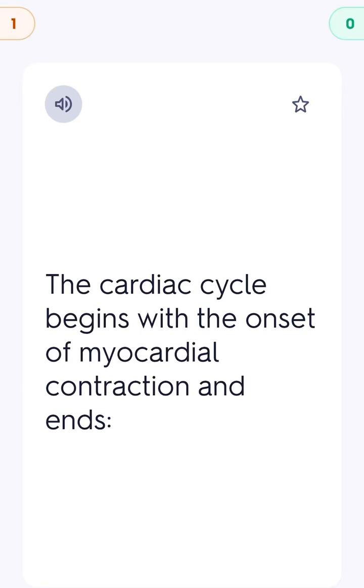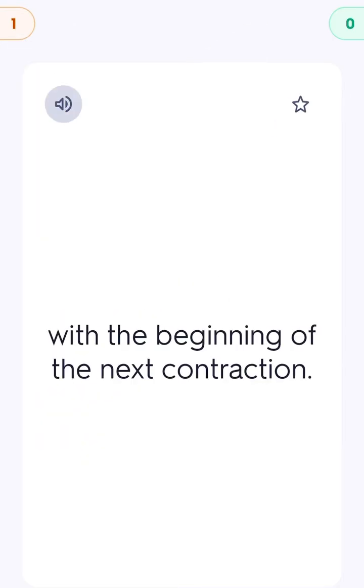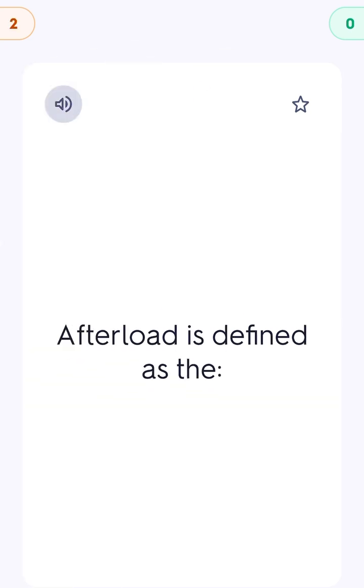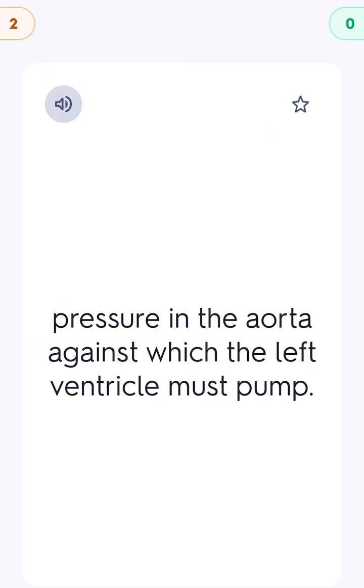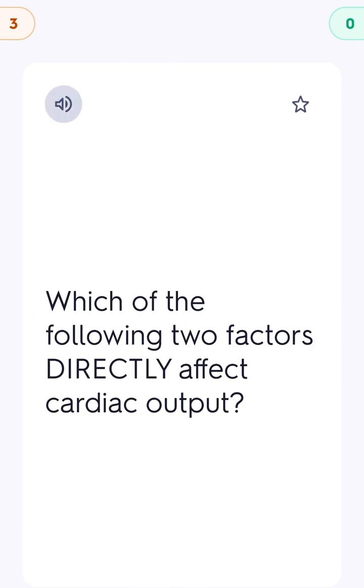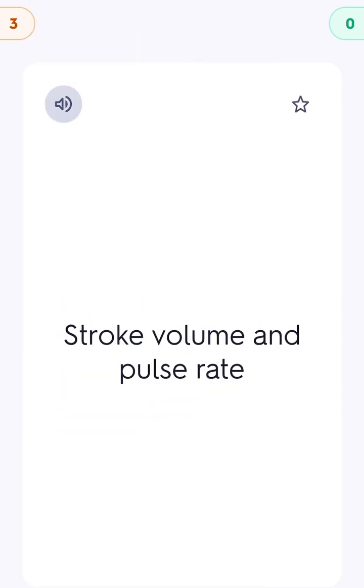contraction and ends with the beginning of the next contraction. Afterload is defined as the pressure in the aorta against which the left ventricle must pump. Which of the following two factors directly affect cardiac output? Stroke volume and pulse rate.